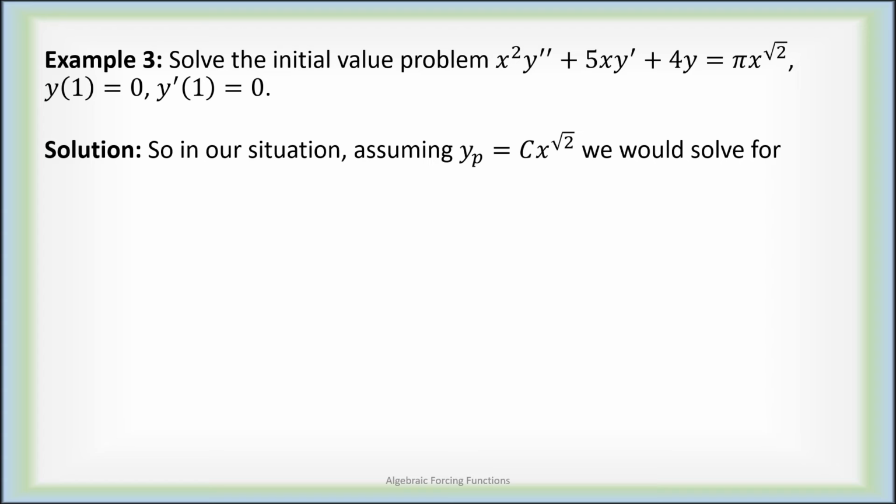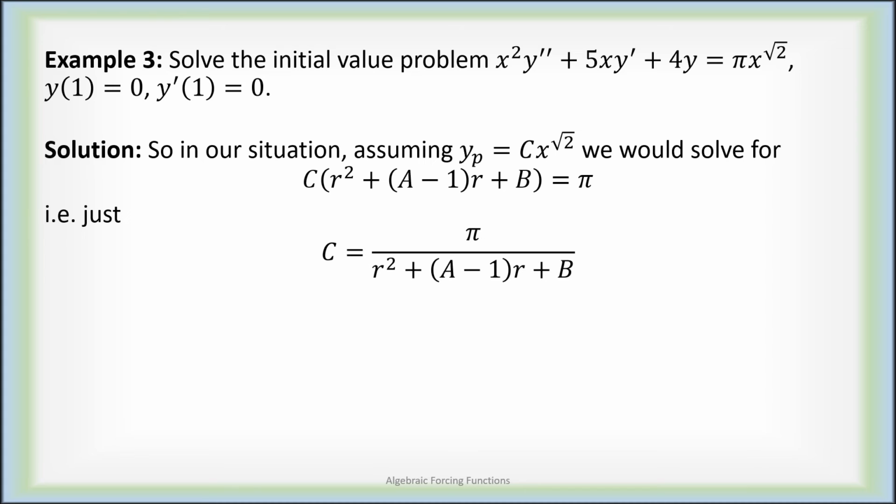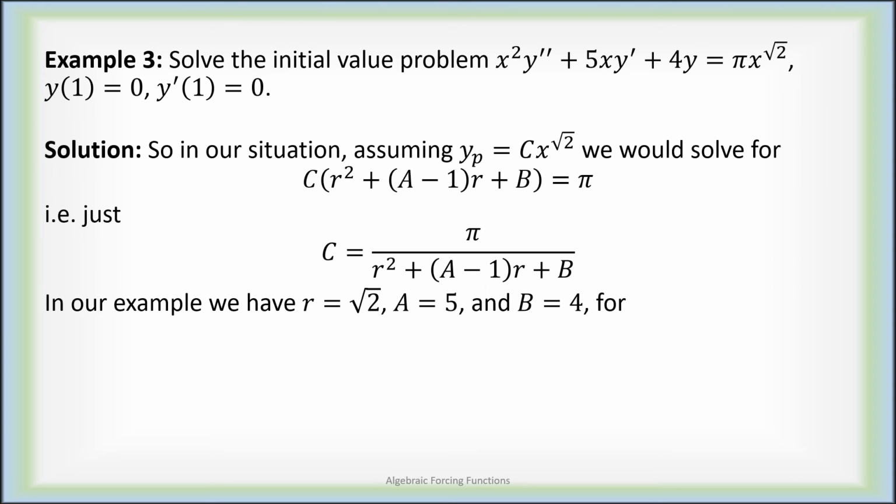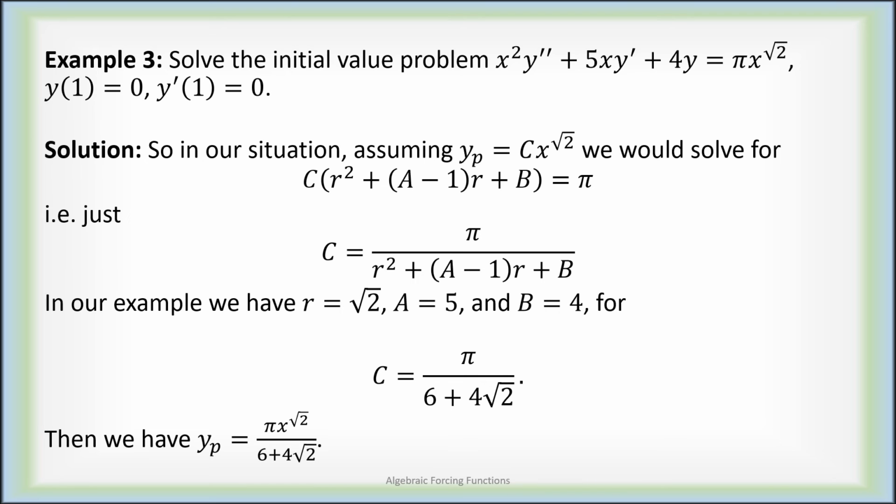So in this particular problem, if we assume our particular solution is some constant times x to the root 2, we would end up solving for that constant times this characteristic polynomial equals pi. Not very difficult, just divide by that characteristic polynomial, and c must be pi over (r squared plus (a minus 1)r plus b). In this particular problem, the power on the forcing function was root 2, the coefficient on our middle term was 5, and our coefficient on our last term was 4. So we end up with that constant c must be pi over (6 plus 4 root 2). In other words, our particular solution is given by pi over (6 plus 4 root 2) times x to the root 2.